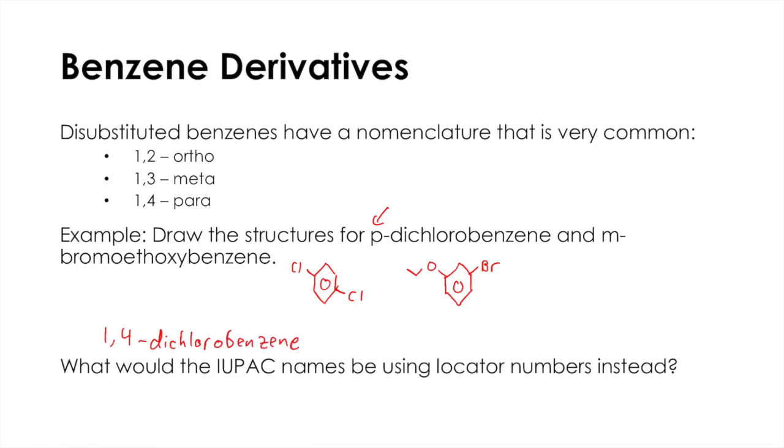And for meta, we have to be careful. 1-bromo, because now we have to be careful about the alphabetical order. So 1-bromo, 3-ethoxy, benzene.